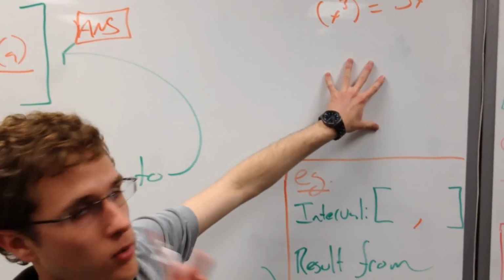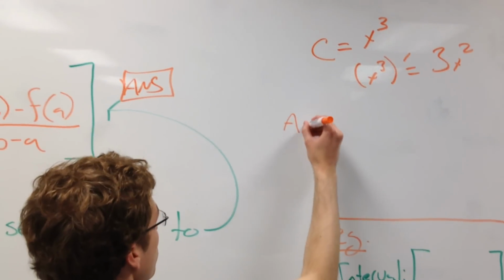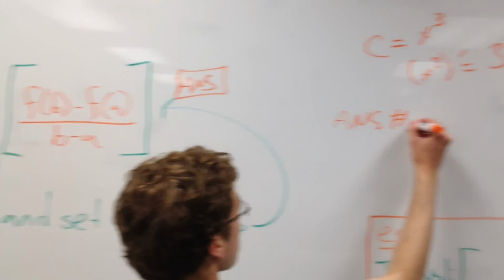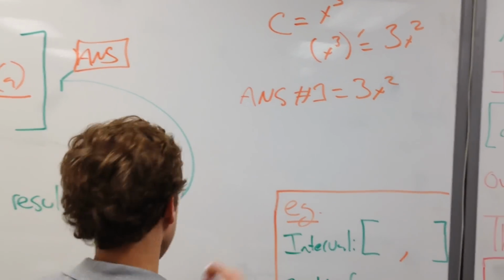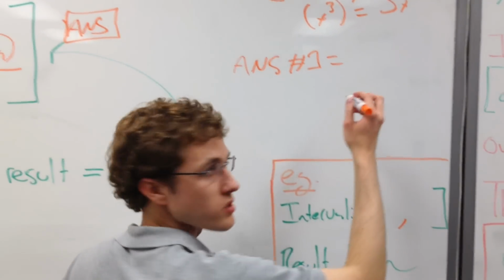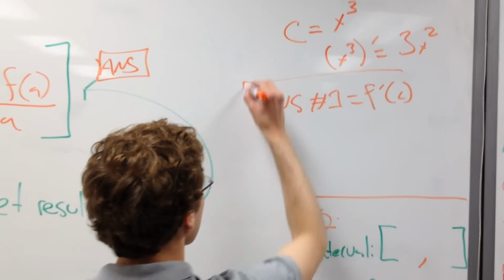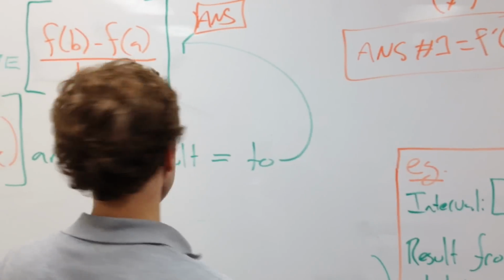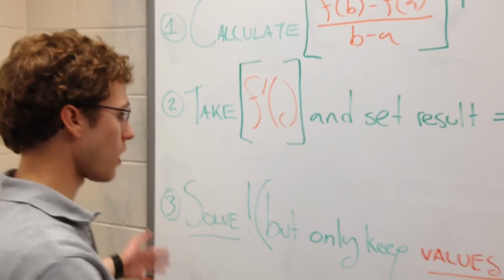You can't plug in a value yet because you don't know. So in this case, we're going to have the answer from number 1 equals 3x squared in this pretend problem. So the answer from number 1 simply equals, in all problems, f prime of c. So we set these things equal to one another, and we solve. That's the third step. We've solved.